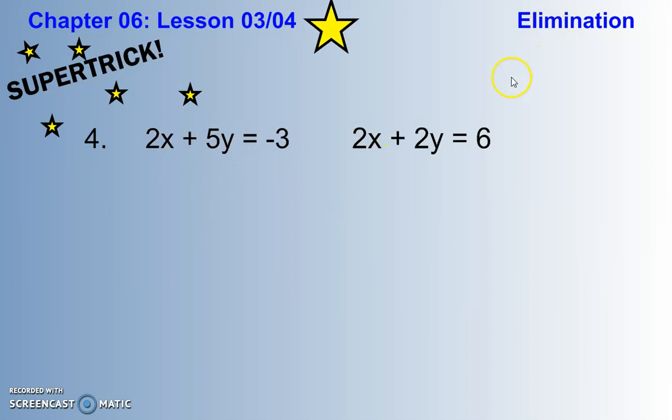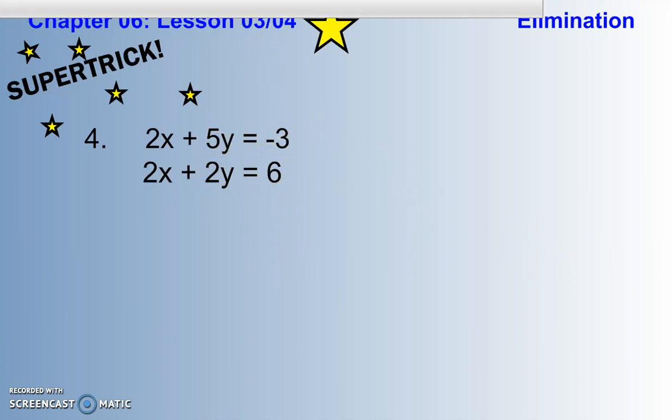Remember, when you're trying to use elimination for systems of equations, we align them to make sure like terms are aligned. So the x's and the y's and the constants are aligned. If they aren't, then rewrite the equations. Now, in order to eliminate anything, if I was to add this, I would get 4x plus 7y, and I wouldn't have eliminated anything. So I need to subtract.